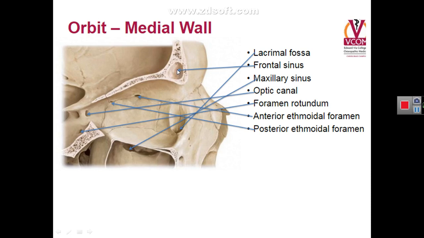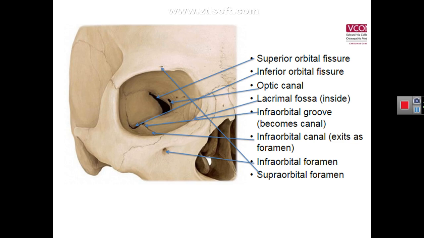You can see how the frontal air sinus may extend partly into the orbital plate of the frontal bone. That's why sinusitis, inflammation of the paranasal sinuses, specifically the frontal sinus, may lead to pain that is referred to the orbit. And this is all about the orbit.